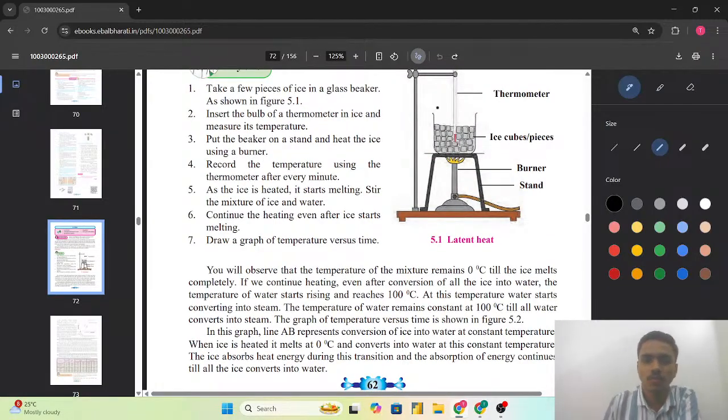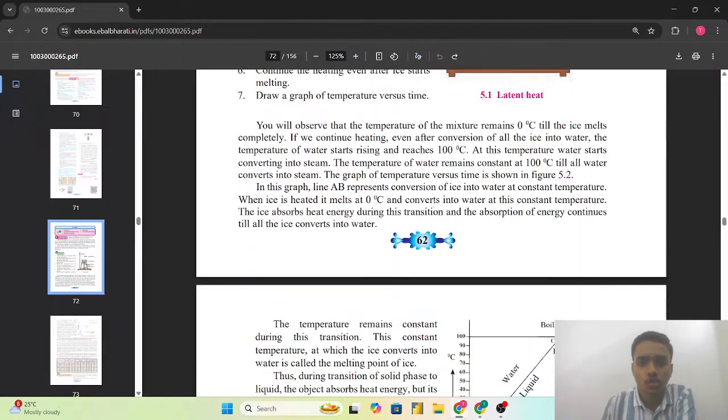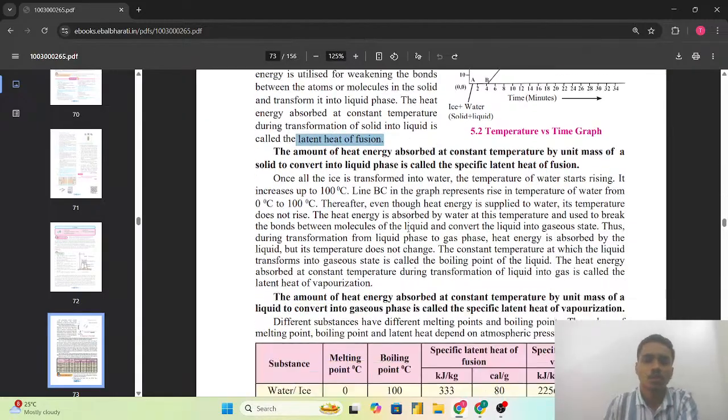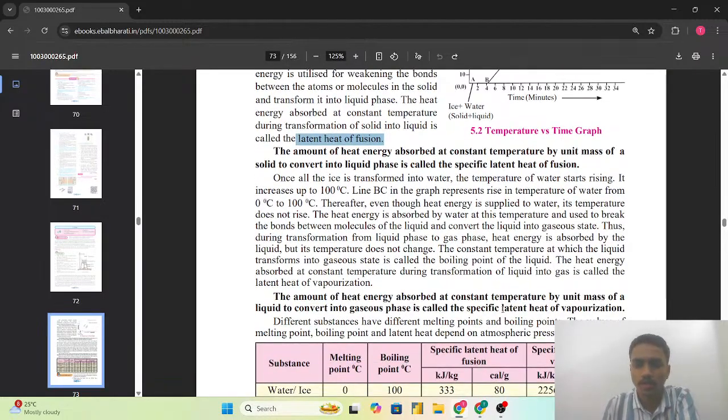So after the breaking of the bonds, they start converting into the liquid state, and after that again into the gaseous state. So जो heat यहाँ पर provide की गई थी, that heat gets utilized for the weakening of those bonds, and that heat only we call the latent heat of fusion. So there are two types of this latent heat. One is the latent heat of fusion, and the other is the latent heat of vaporization.